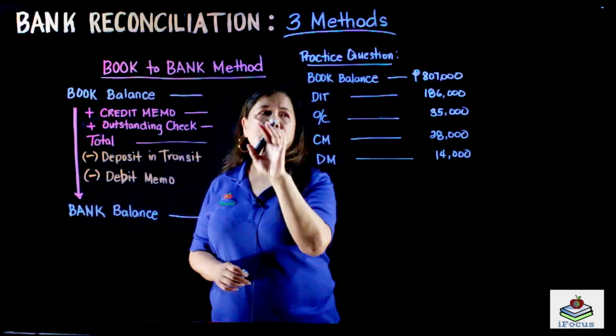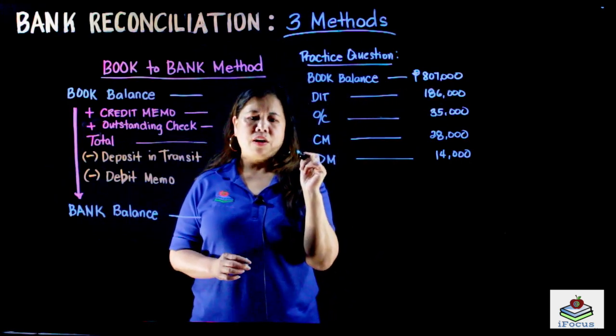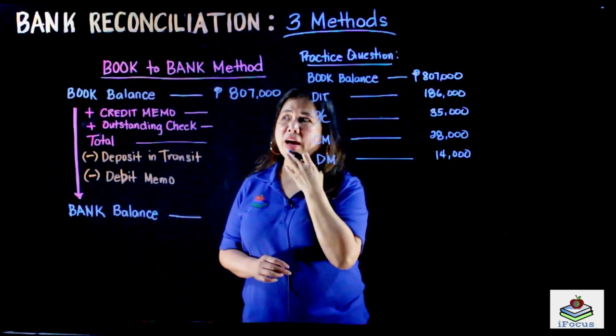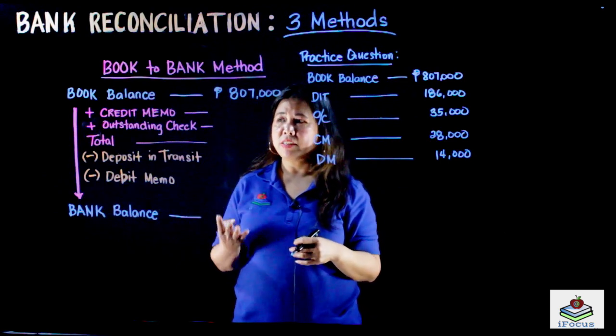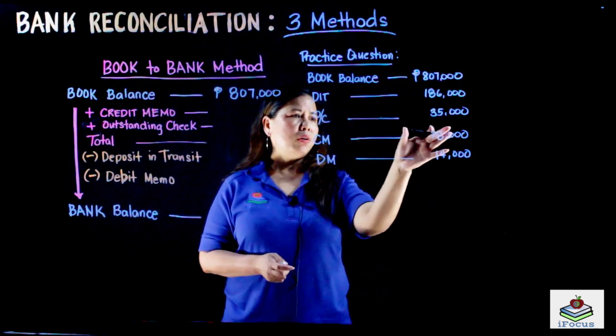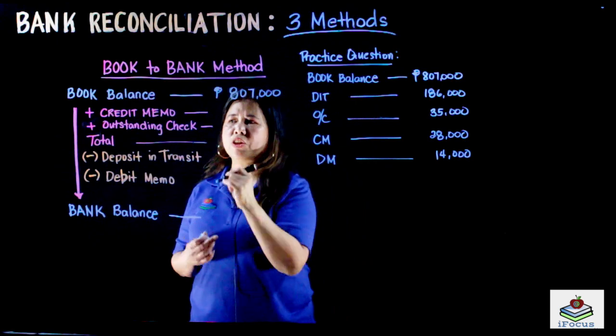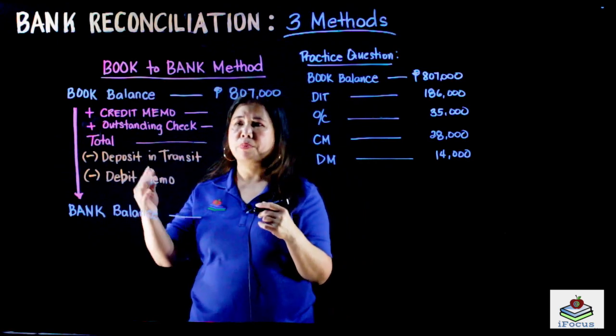The book balance is 807,000. So we have a book balance of 807,000. The credit memo is 28,000, which is addition to the book balance.